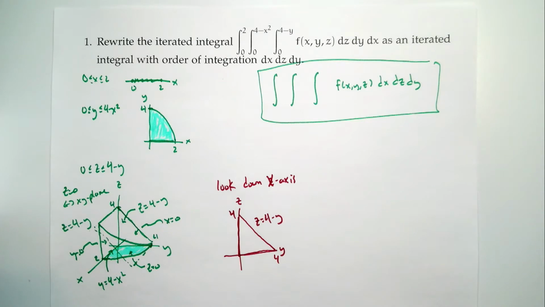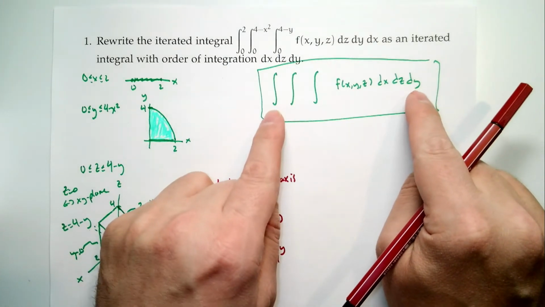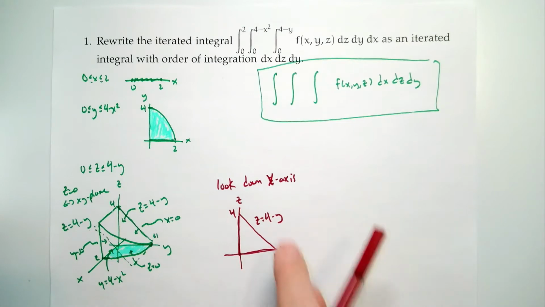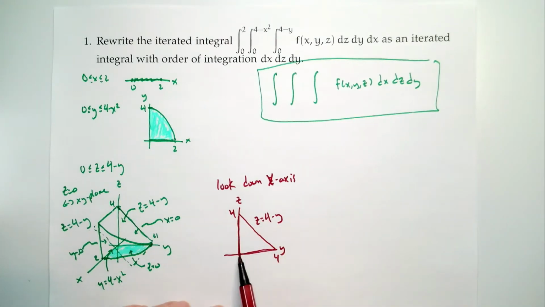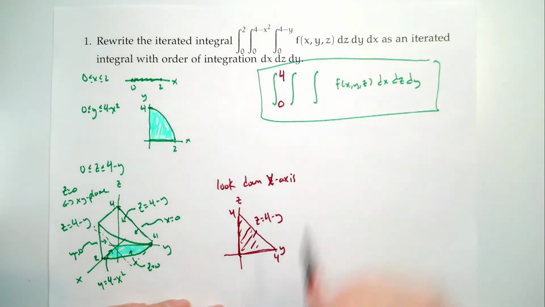Okay, cool. Well, now we can start answering some questions. So, our outer layer is about y. Well, let's look at our picture here when we look down the x-axis. Where does y go from? Well, y goes from 0 to 4. So that's our first layer.